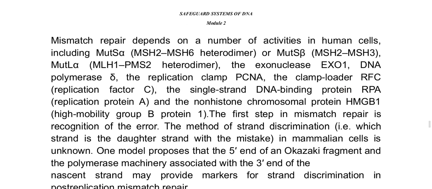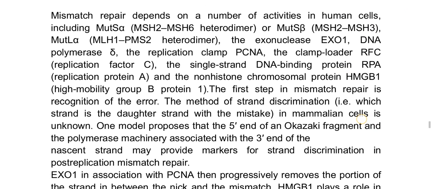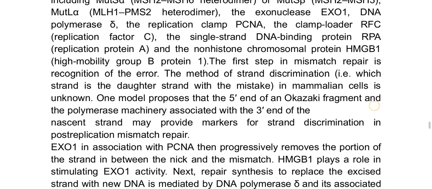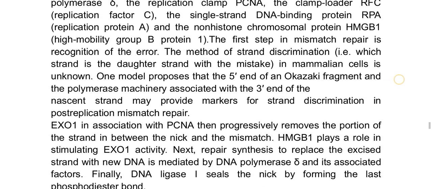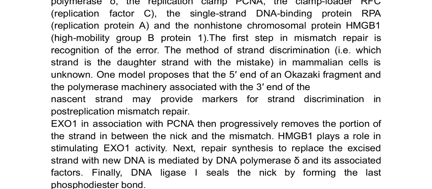Mismatch repair depends on a number of activities in human cells, including MutS alpha or MutS beta, MutL alpha, the exonuclease EXO1, DNA polymerase, the replication clamp PCNA, the clamp loader RFC (replication factor C), the single-strand DNA binding protein, and the non-histone chromosomal protein. The first step in mismatch repair is recognition of the error, the method of strand discrimination. Which strand is the daughter strand with the mistake in a mammalian cell is unknown.